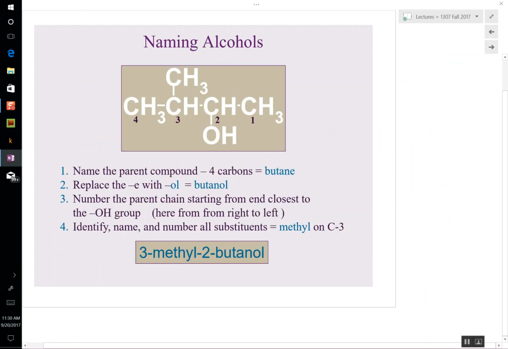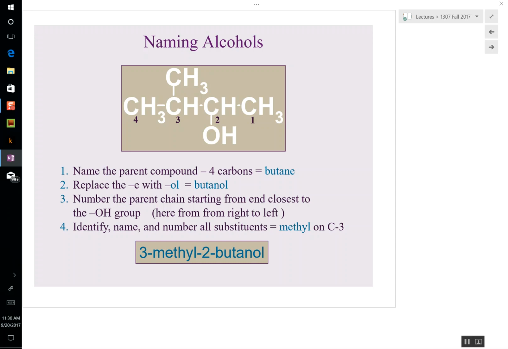All right, so here's an alcohol. You see an OH group on a molecule, and you say, that's an alcohol. What's the longest chain? 1, 2, 3, 4. So that's butane. I'm going to drop this E and add OL. It's butanol.